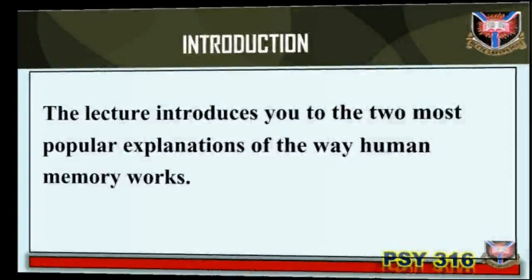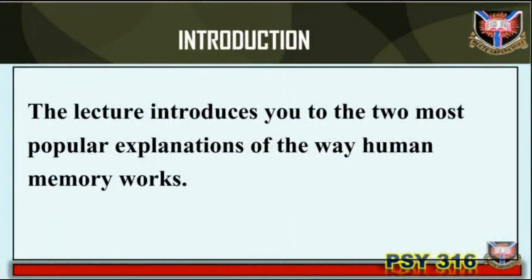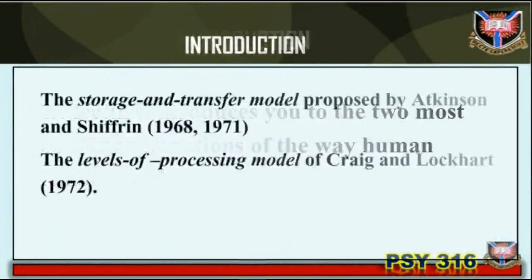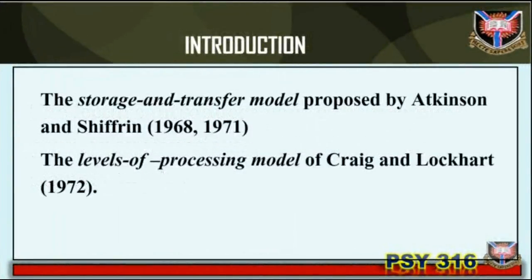Introduction. The lecture introduces you to the two most popular explanations of the way human memory works. These are the storage and transfer model proposed by Atkinson and Shiffrin, 1968 to 1971, and the levels of processing model by Craik and Lockhart, 1972. Each of these two models views human memory from a different perspective.